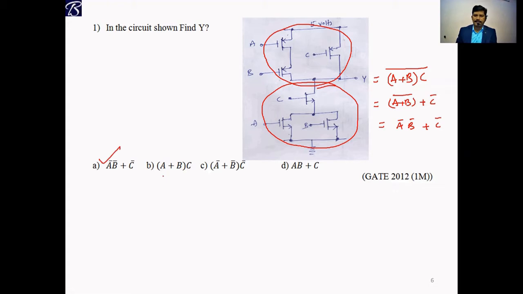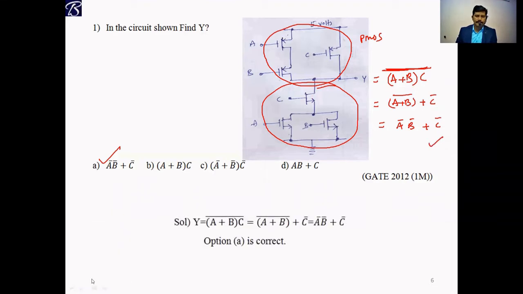Option A is correct. What is the conclusion here? These are parallel NMOS gates, so A plus B, OR gate. Together it is in series with this one, so AND operation. So A plus B into C, and this PMOS will give a bar here. That's all. Apply De Morgan's theorem and you will get the answer. Let us check the answer. A plus B into C whole bar. This is A bar, B bar plus C bar. Option A is correct.